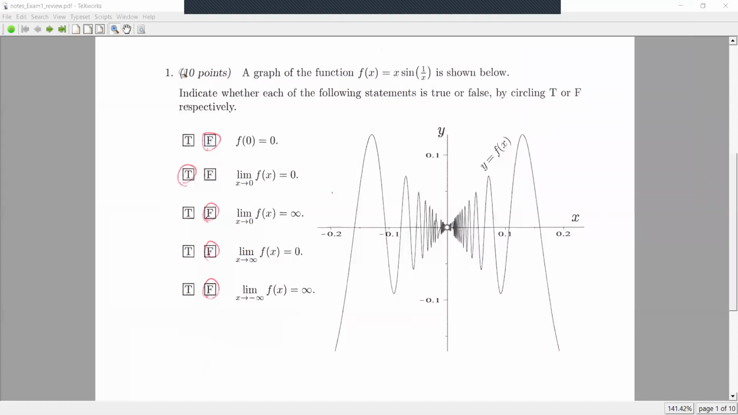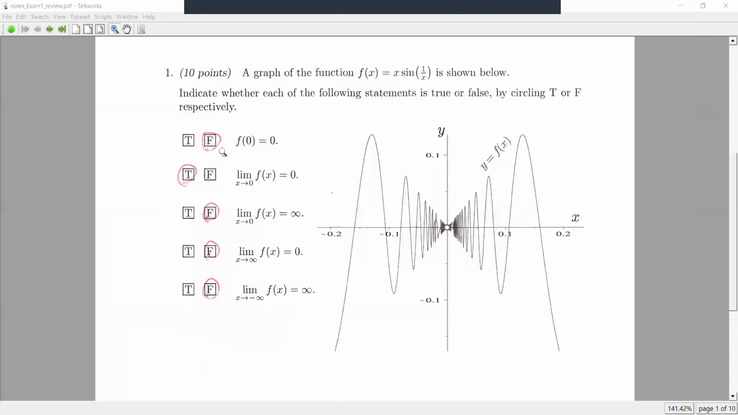Problem number 1. This problem is a true-false problem. The graph of the function x times sine of 1 over x is shown here. Indicate whether each of the following statements is true or false.